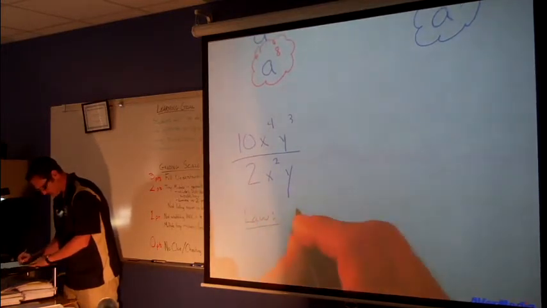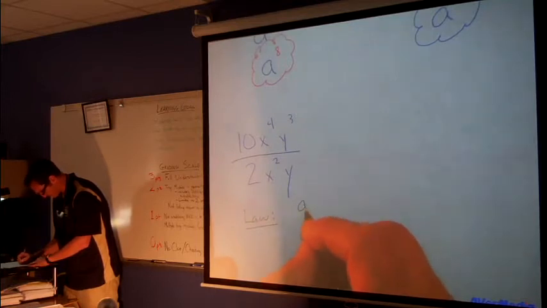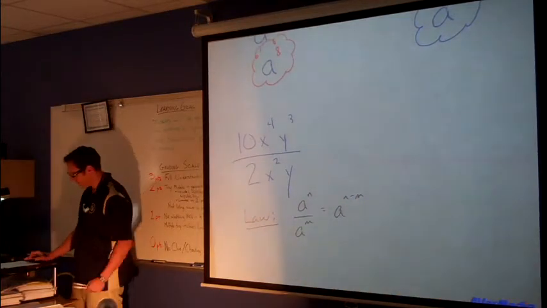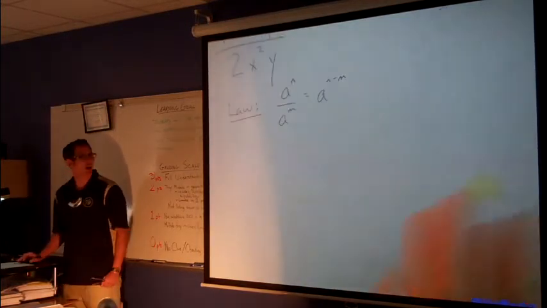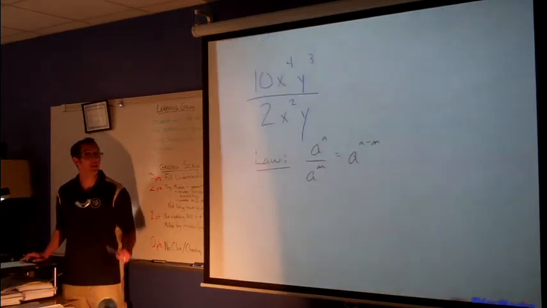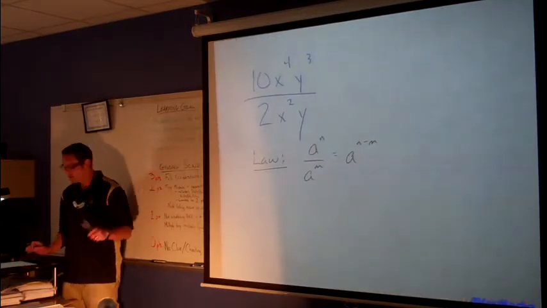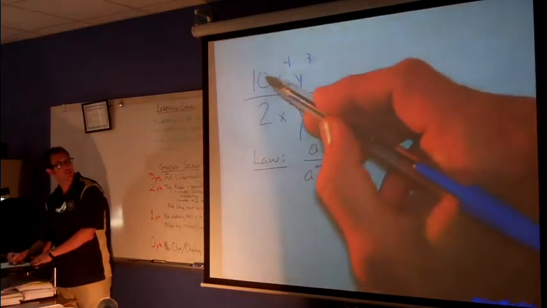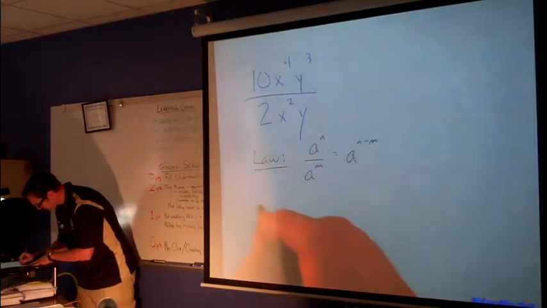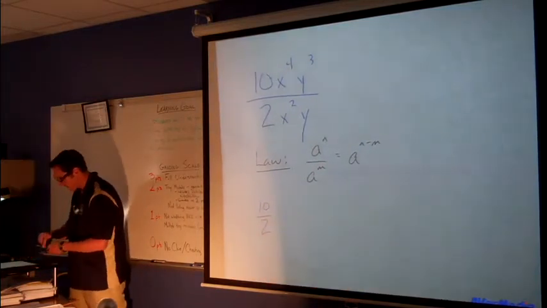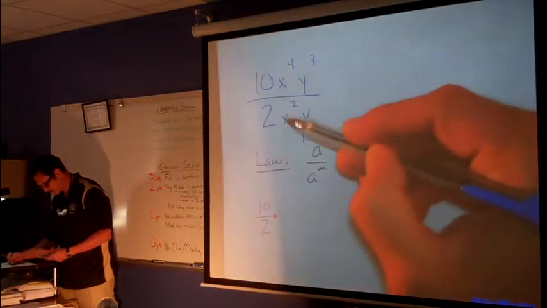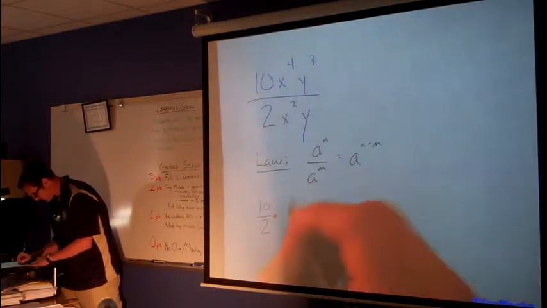And the law states, if you divide two numbers that have the same base, you keep the base, subtract the exponents. So let's do that. But if you're going to do that, you have to remember that what you're looking at in this example is something kind of funky. You're looking at this fraction, 10 over 2, that's being multiplied by this fraction, x to the 4th over x squared.